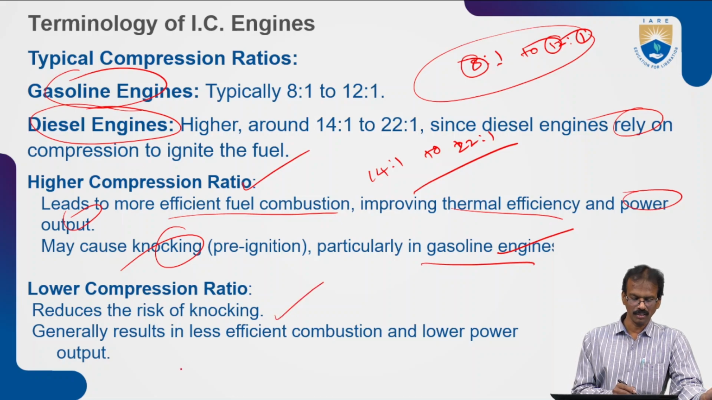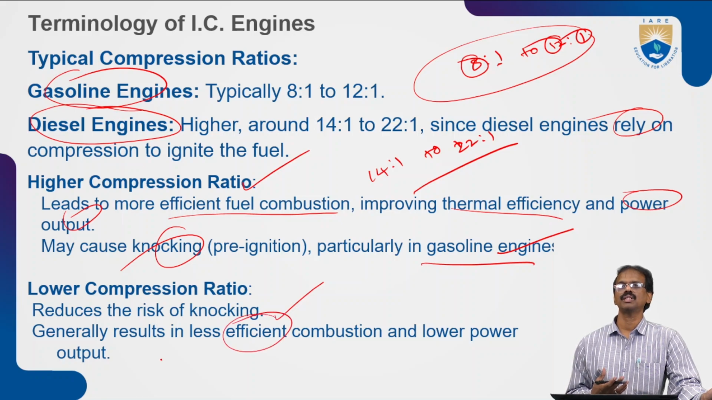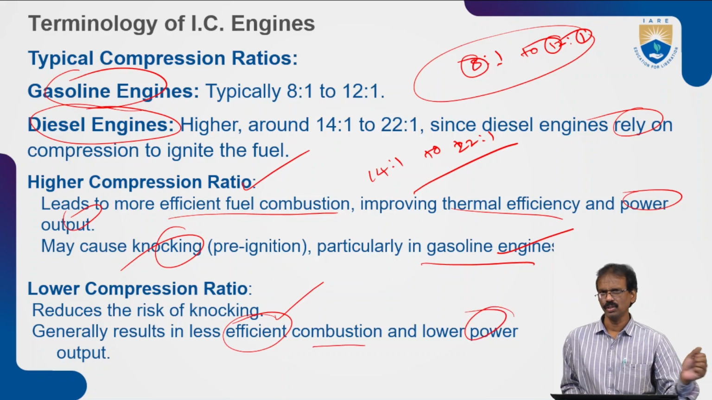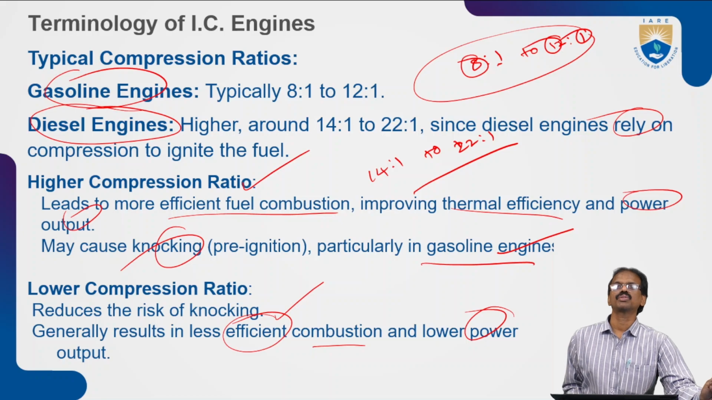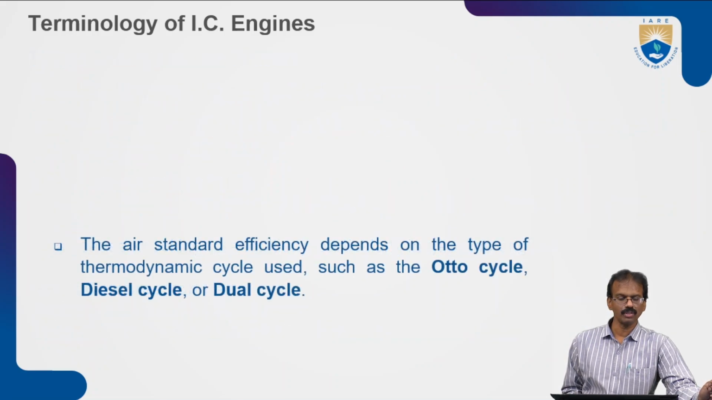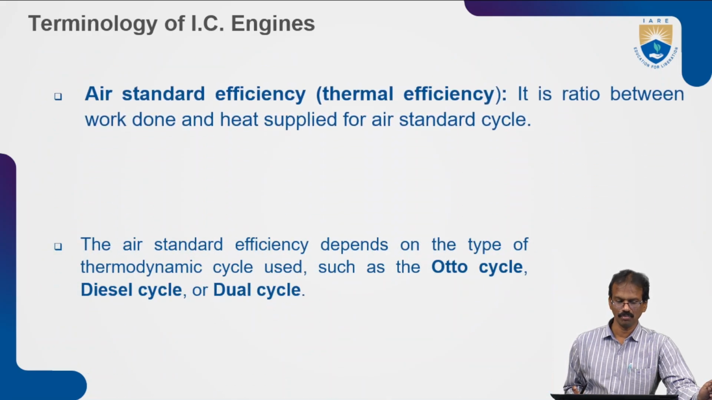But generally it reduces the efficiency of the engine also. Combustion is less efficient and low power output results. So these are the drawbacks. So we should maintain a certain range. It means you have to identify the optimized compression ratio. Next, we'll see the next terminology.